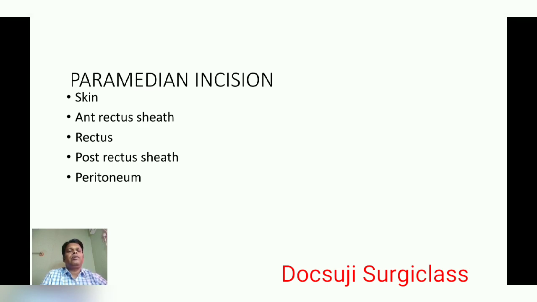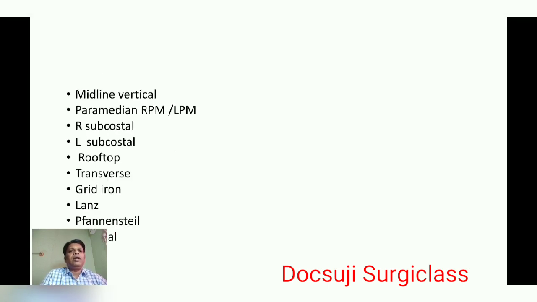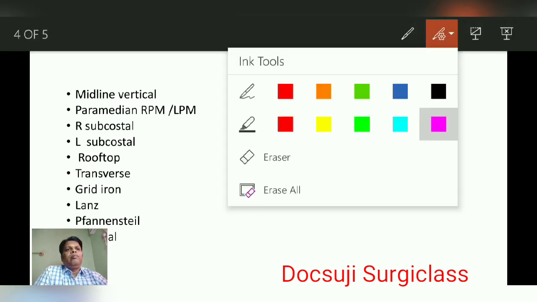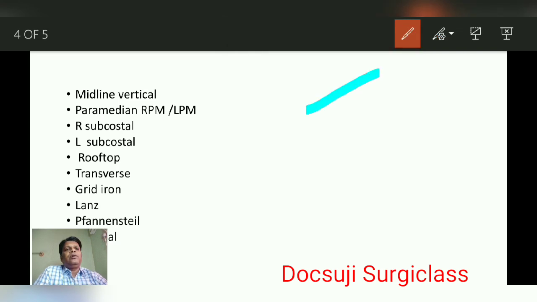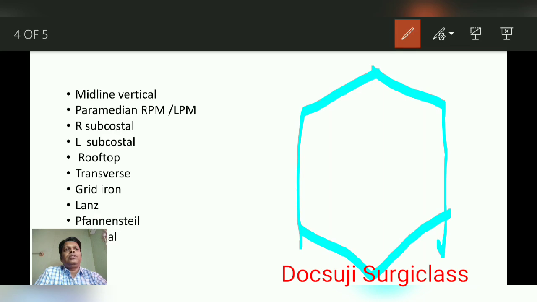Next we are going to talk about other incisions. First one is the midline vertical incision. This you all know. It is a common incision, commonly useful for exploratory laparotomy. You can put the incision from the xiphisternum to the pubic symphysis.